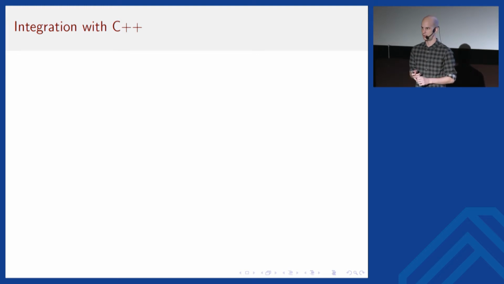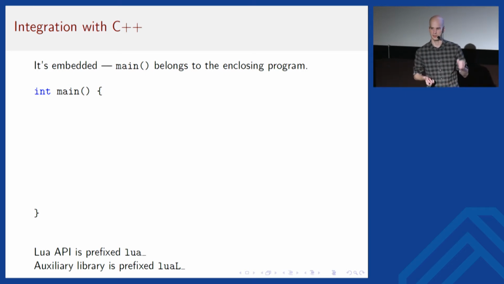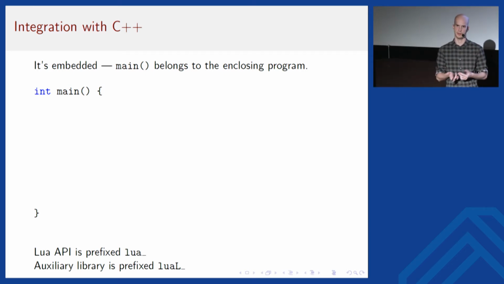And now we're actually going to switch over to C++ and take a look at some of the ways how we can integrate Lua with an existing C++ program. So as was mentioned before, Lua is an embedded language. That means your main function still belongs to the enclosing C++ program. Usually Lua programs are not standalone, they are embedded within other programs.